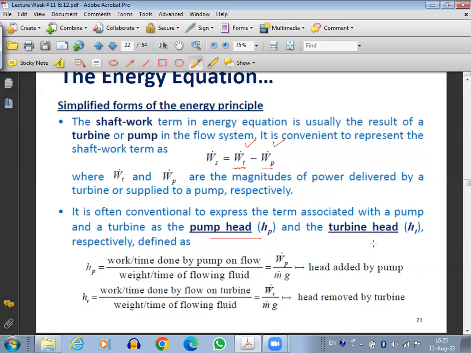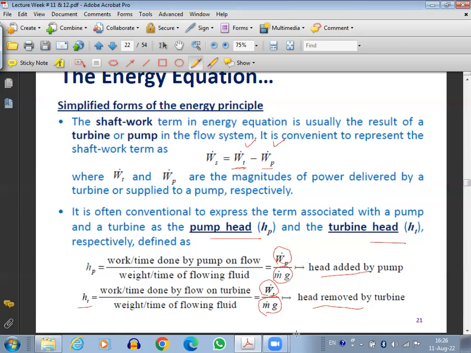So for the case of pump head, it will be pump work divided by m dot g, which is basically the weight per unit time of the flowing fluid. And when we talk about the turbine head, it's again the work of the turbine divided by m dot g. So that will be the turbine head. That will be the head added by the pump. This will be the head removed by the turbine.